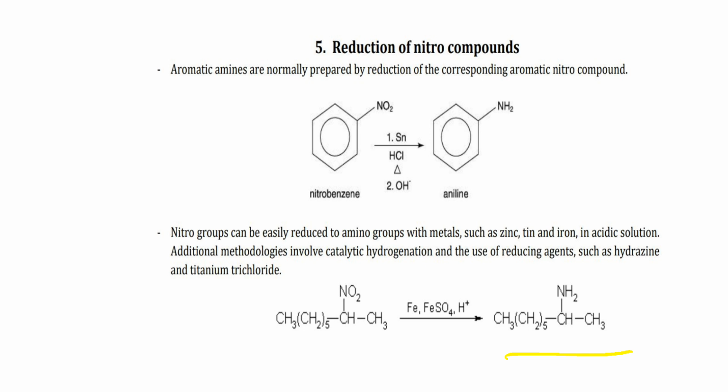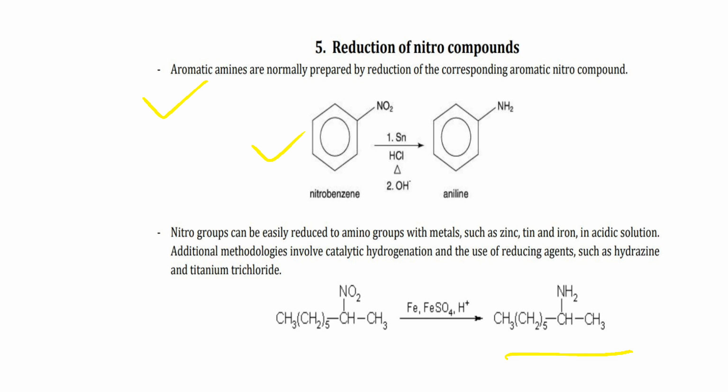This is the reaction, reduction of nitro compounds. Aromatic amines are normally prepared by reduction of the corresponding aromatic nitro compound. This is the simplest reaction. In the presence of tin, HCl, and heat, then OH minus, nitrobenzene reacts with tin in acidic solution, and in the presence of OH minus ion, we will get aniline.